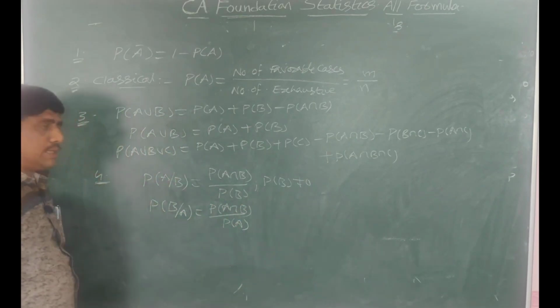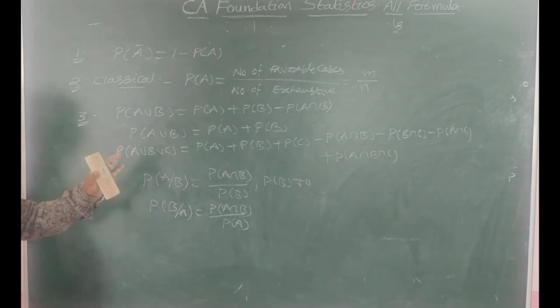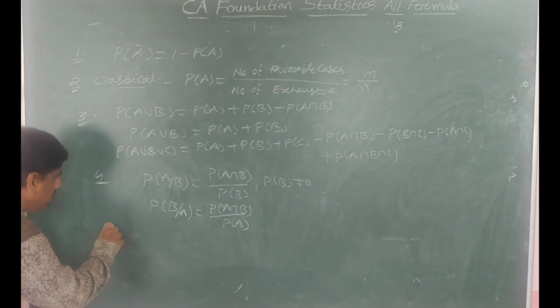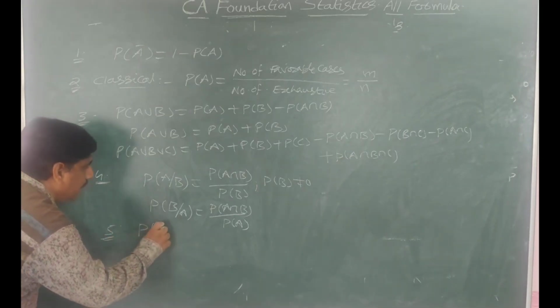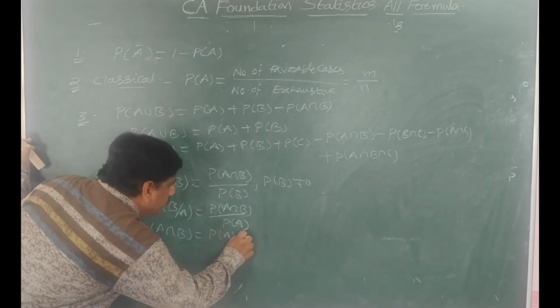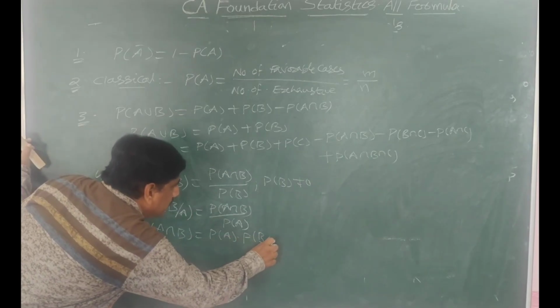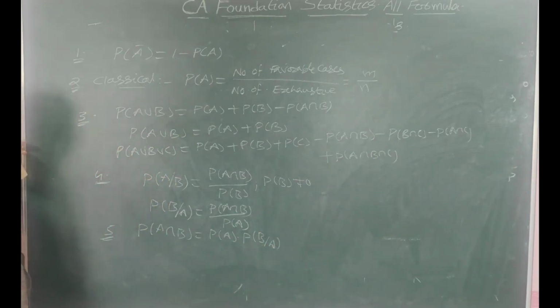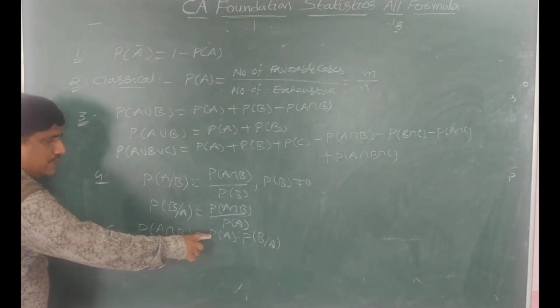Okay, these are the conditional probability formulas. In conditional probability, the multiplication theorem of probability gives the formula P(A ∩ B) = P(A) × P(B|A). After A, we are computing B, for dependent events. So P(A ∩ B) is this one.